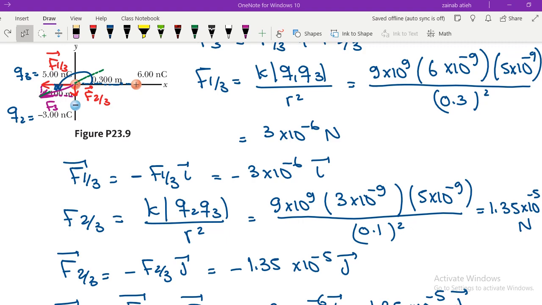I will move now to problem 10. So let's move to problem 10.